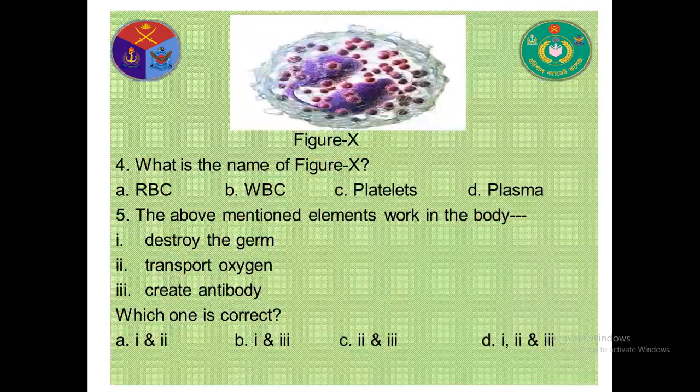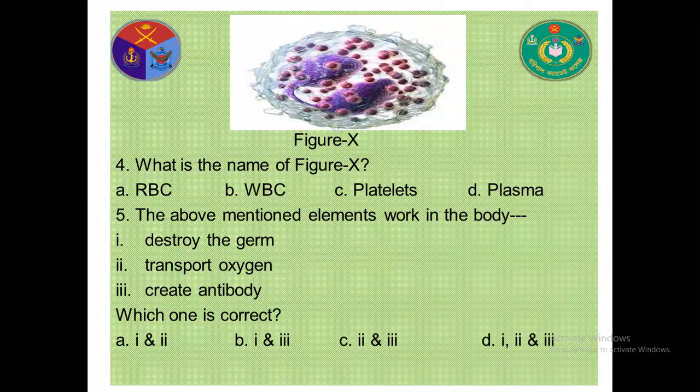Number 4, what is the name of figure X? RBC, WBC, platelets, plasma. Number 5, the above mentioned elements work in the body: destroy the germ, transfer oxygen, create antibody. Which one is correct? 1 and 2, 1 and 3, 2 and 3, 1, 2 and 3. Okay, boys, if you follow my lesson carefully, then you can find out the answer easily. So it's another task. You have to find out the answer.